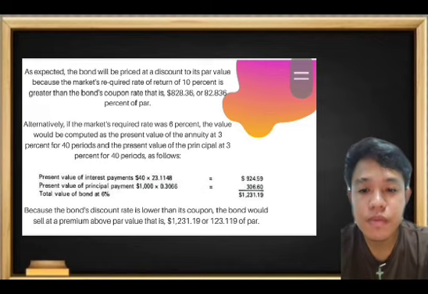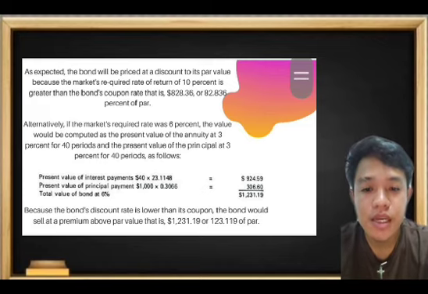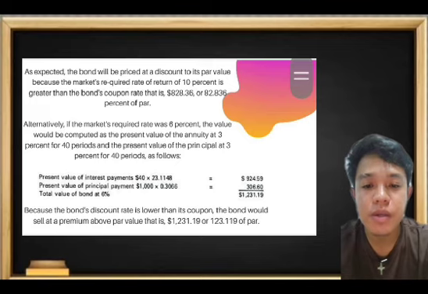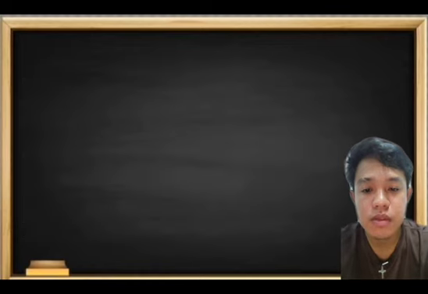The total value of the bond at 6% is equal to US$1,231.19. Because the bond's discount rate is lower than the coupon rate, the bond would sell at a premium above par value, that is 1,231.19, or 123.119% of par.